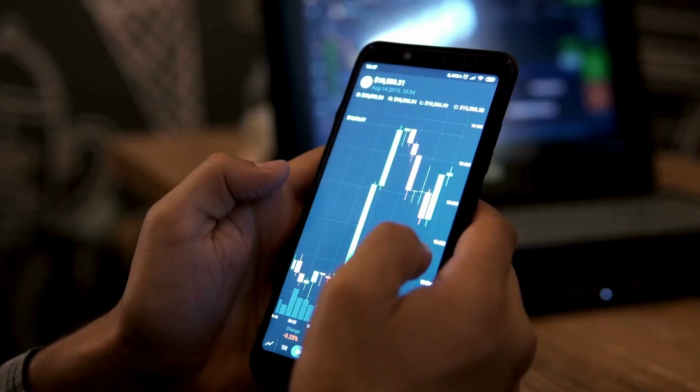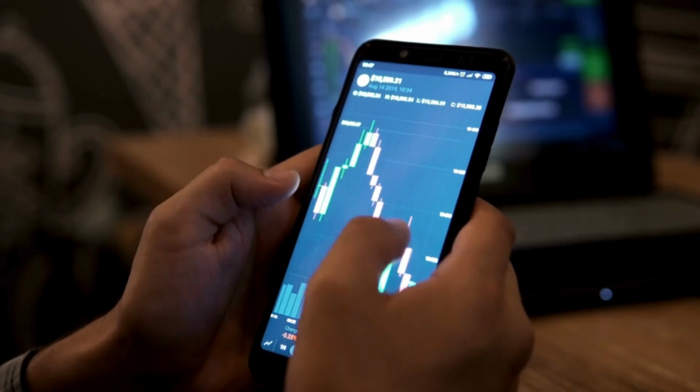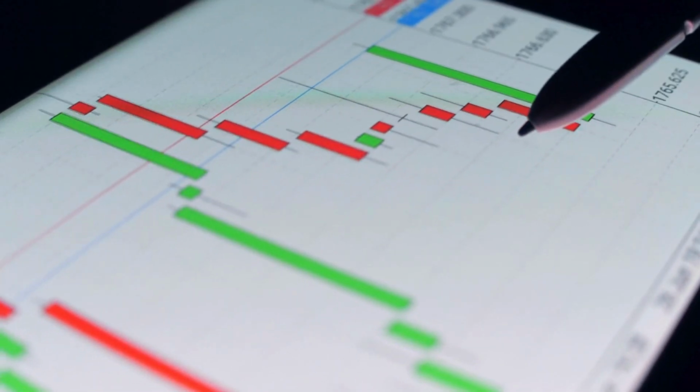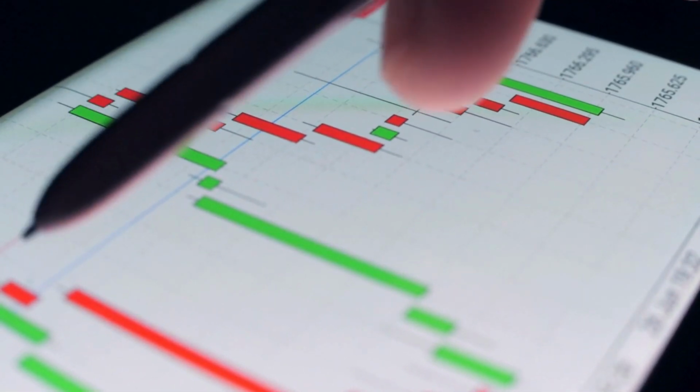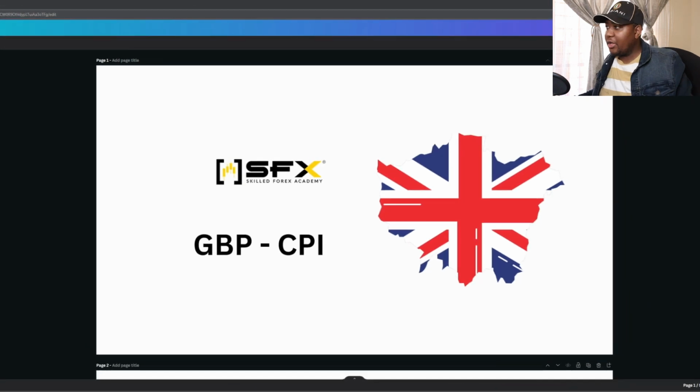So I'm going to show you a very simple yet powerful trading strategy you can use on the pound to trade the CPI news. And of course, I'm going to take you through step by step, so make sure you watch this video till the end. Don't skip any minute of this video. God bless. Okay, so we're talking about the pound CPI over here that I'm going to be taking you through.